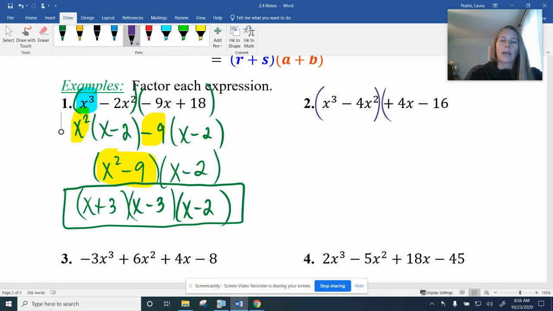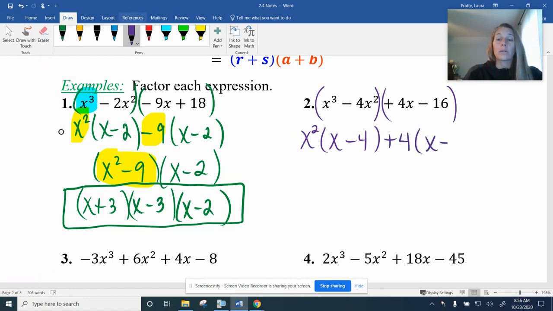Okay, so now on this side here, my GCF of the first two terms is x squared, and I would be left with x minus 4. On the second two terms, my GCF is positive 4, and I'm also left with x minus 4. So far, so good. Combining those two GCFs gives me a factor of x squared plus 4, and then the x minus 4 is my other factor.